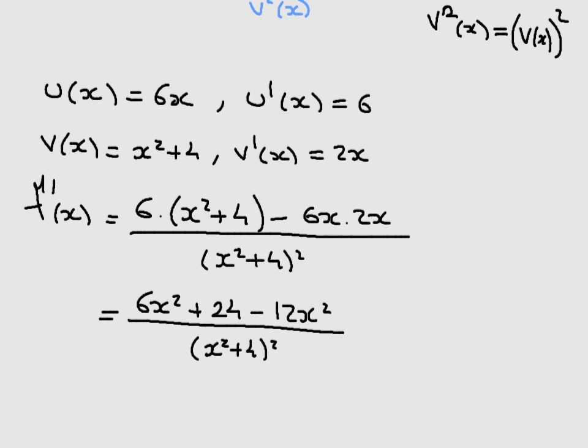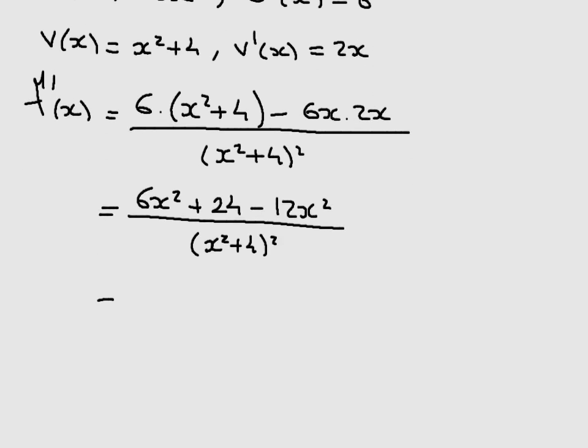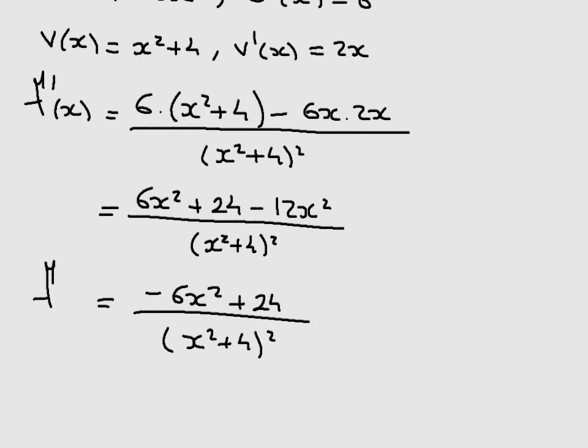I don't expand the bracket on the denominator, because the fact that it's squared tells me that it's positive, and that will be important at a later stage in our studies. I simplify the numerator as much as I can, and that will lead us to negative 6x squared plus 24 over x squared plus 4 squared. And we're done. That's f dash of x, given that f of x was equal to 6x over x squared plus 4.